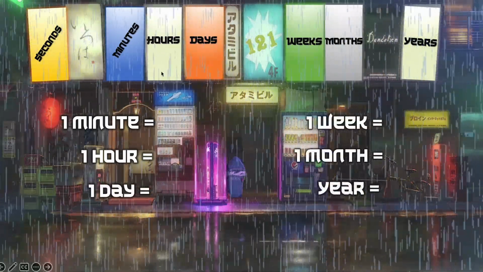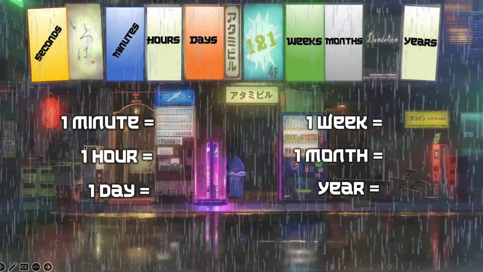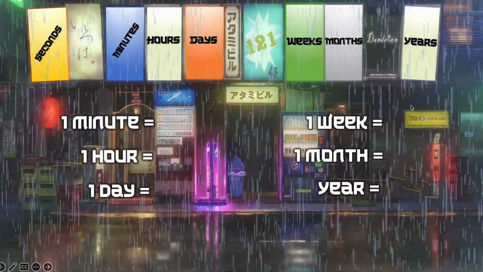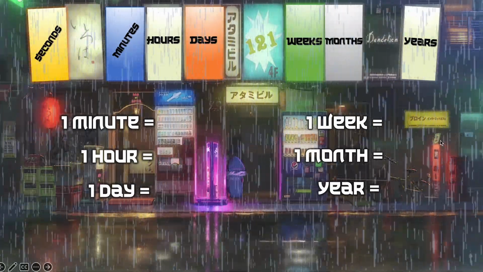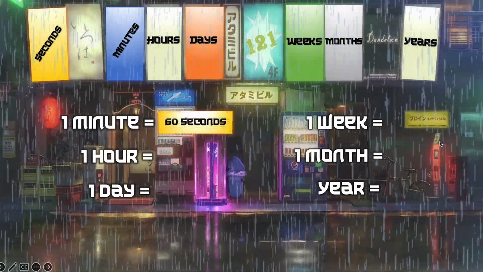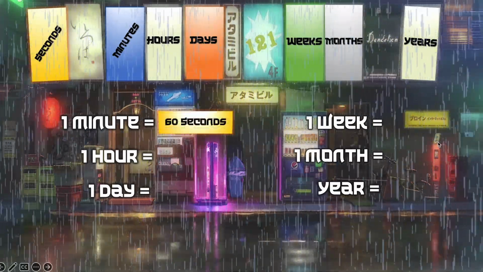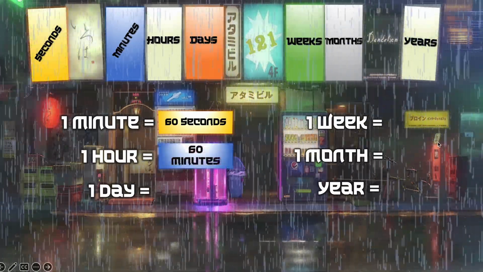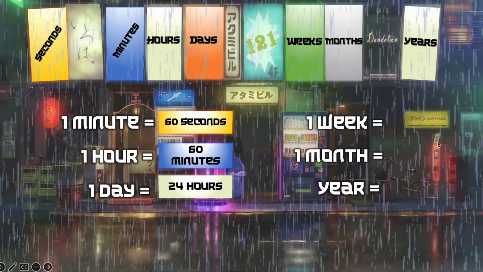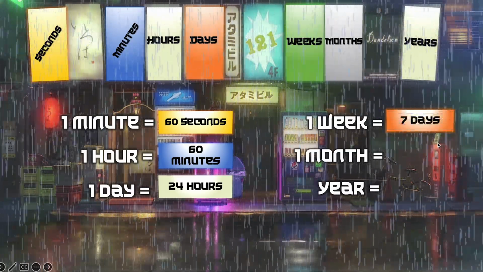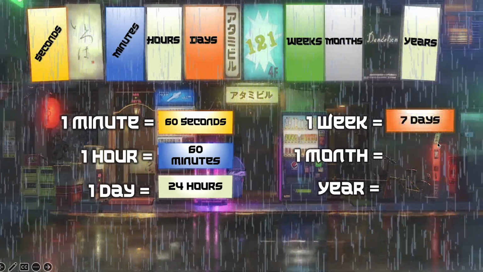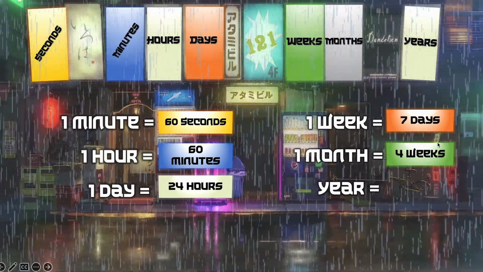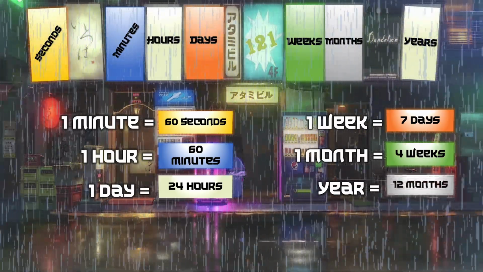Okay, here we have some different times on the screen here. Let's see if we can convert these to another unit of measurement. So 1 minute is actually the same as 60 seconds. 1 hour is the same as 60 minutes. 1 day is the same as 24 hours. 1 week is the same as 7 days. 1 month is about 4 weeks. And 1 year is 12 months.